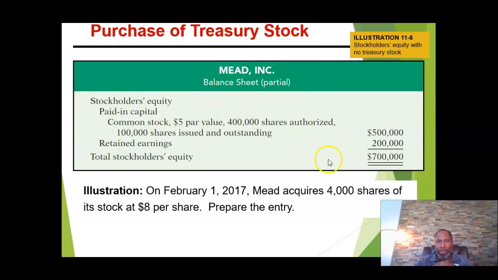For example, we have Mead Inc. They have so far issued 100,000 shares of common stock that has a par value of $5. So notice that common stock is recorded at its par value amount, $5, 100,000 shares, $500,000. Then on the 31st, they acquired 4,000 shares of its own stock at $8 per share.